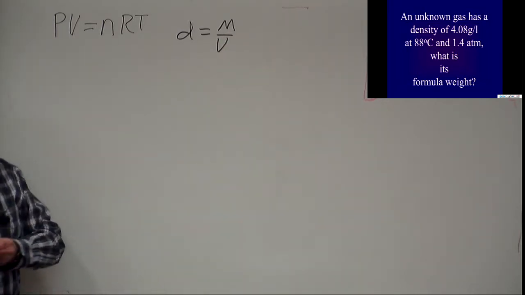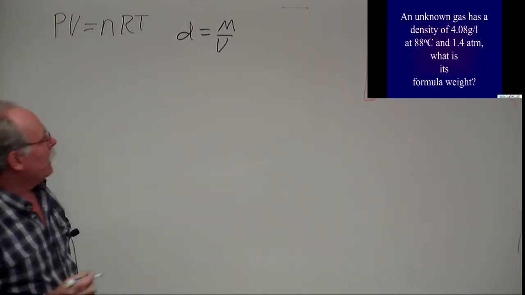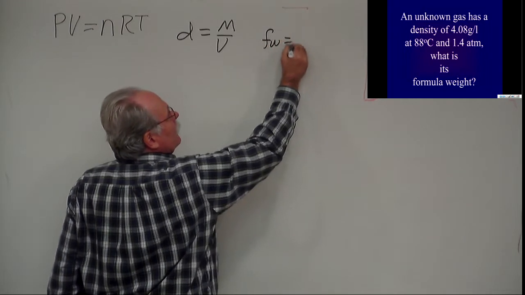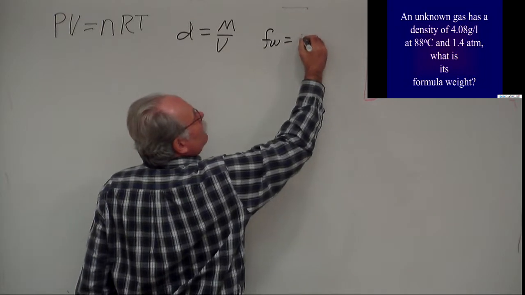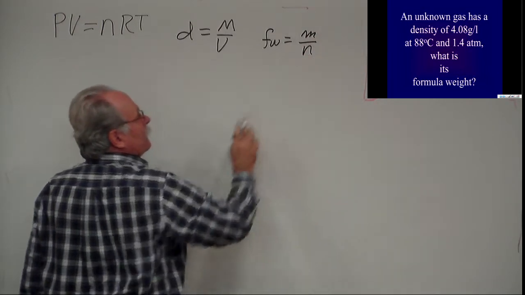Now, we want the formula weight, so we also need an equation that has the formula weight in it. And the formula weight, and I'm going to use FW for formula weight, is the molar mass of a compound, or the grams per mole, the mass per mole. We use n for mole.